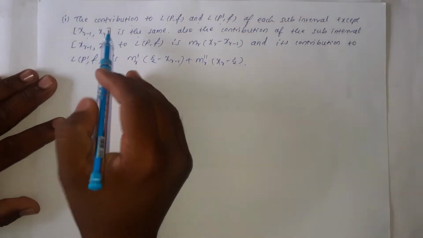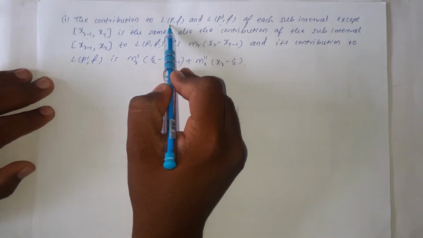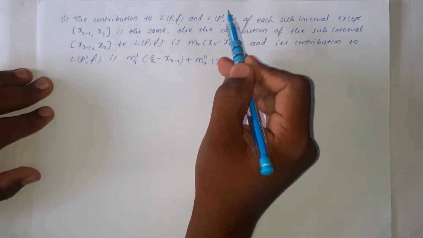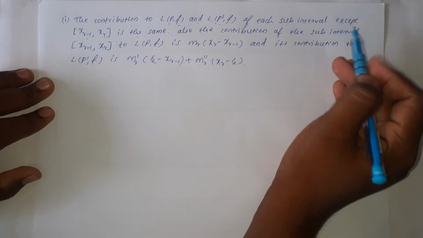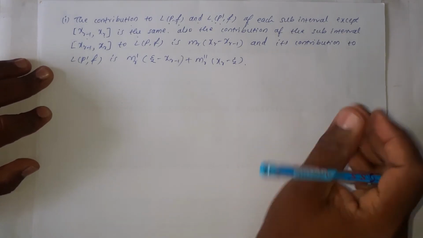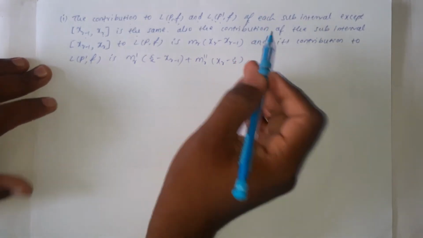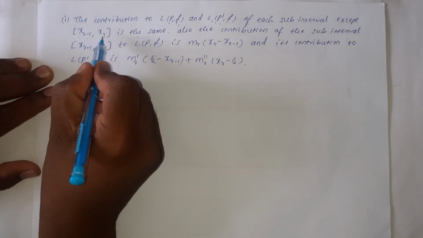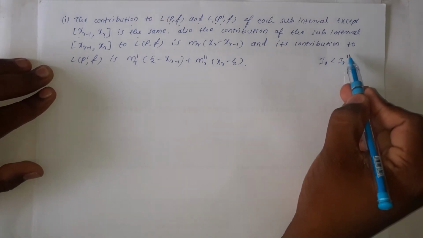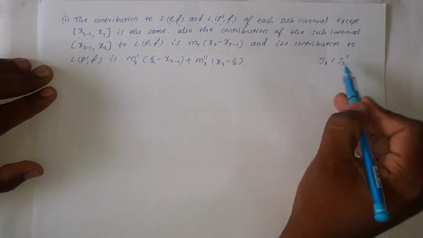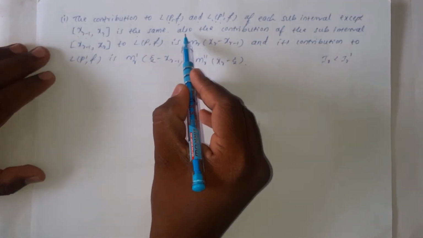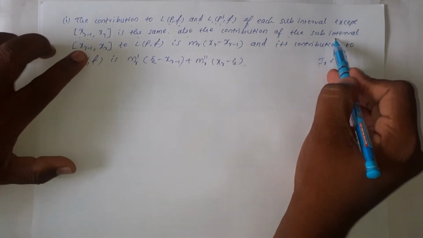So, here the contribution to LPF, the lower Riemann sum of the function F in the partition P, and LP dash F, the lower Riemann sum of the function F in the partition P dash, of each sub interval: I 1, I 2, I 3, so on up to I n, they will contribute the same quantity for LPF and LP dash F except one interval, that is X r minus 1 to X r. I already told that I r is less than I r dash, means I r dash is larger than I r, then this interval will not contribute the same thing for LPF and LP dash F.